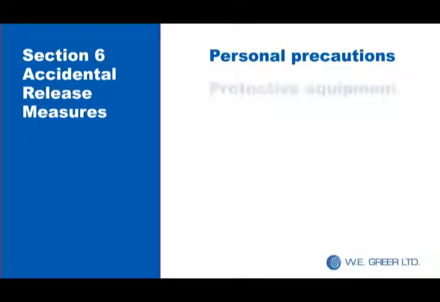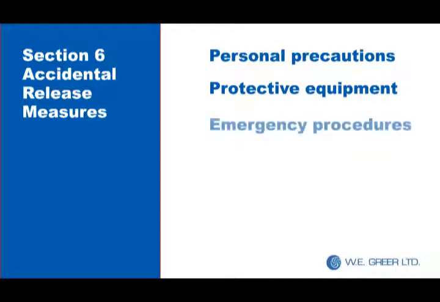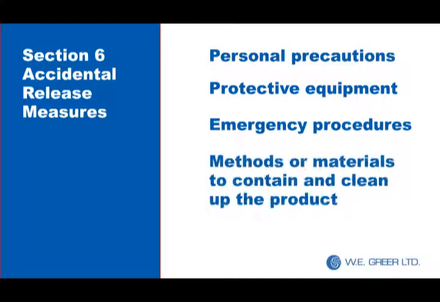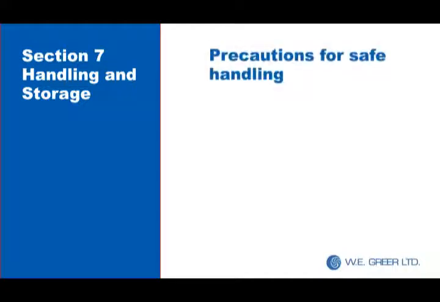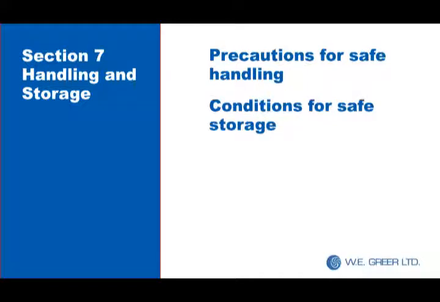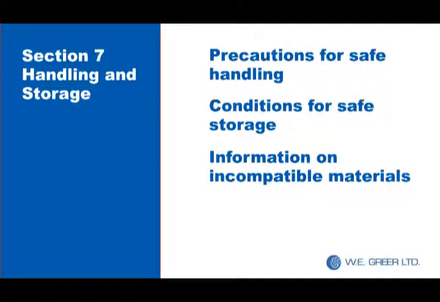Section 6, Accidental Release Measures, includes the personal precautions, protective equipment, emergency procedures, and methods or materials for containing and cleaning up the product. Section 7, Handling and Storage, includes precautions for safe handling, conditions for safe storage, and information on any incompatible materials you will want to avoid.